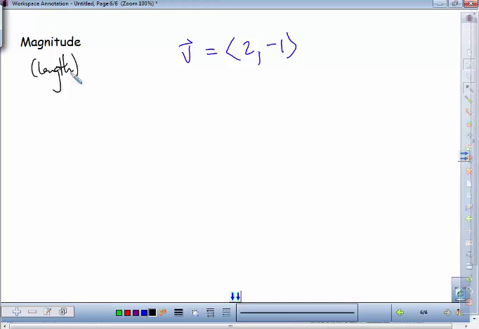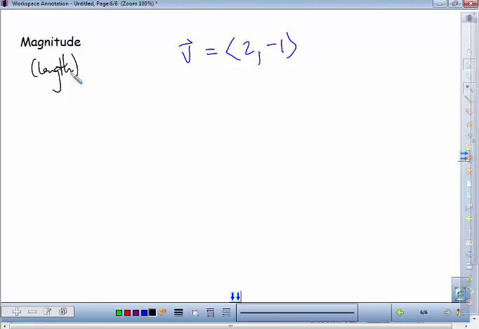If you imagine this as a vector in standard position at the origin, then you can find the magnitude by finding the distance between the 2 points, like a distance formula. We're going to pretend that the second point is (0, 0) in standard position. So we have 2 minus 0 squared, and then negative 1 minus 0 squared. You can also use the Pythagorean theorem or whatever.